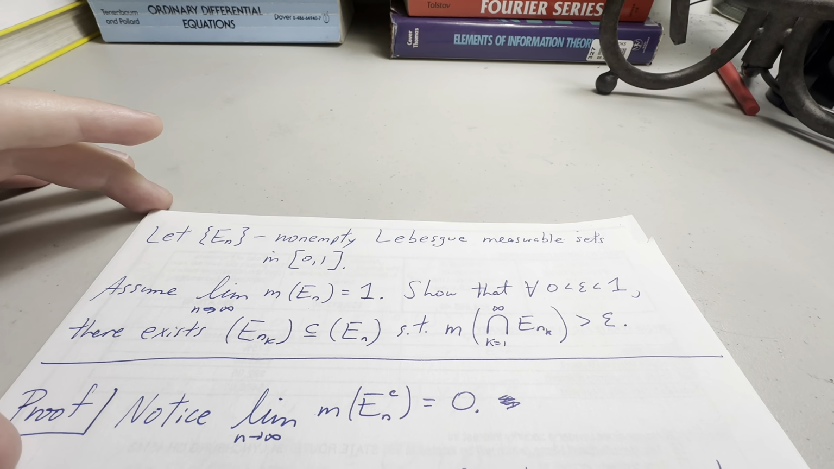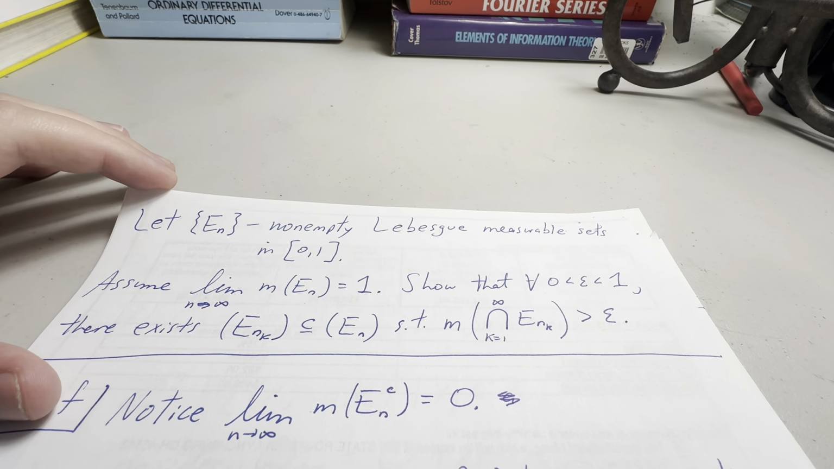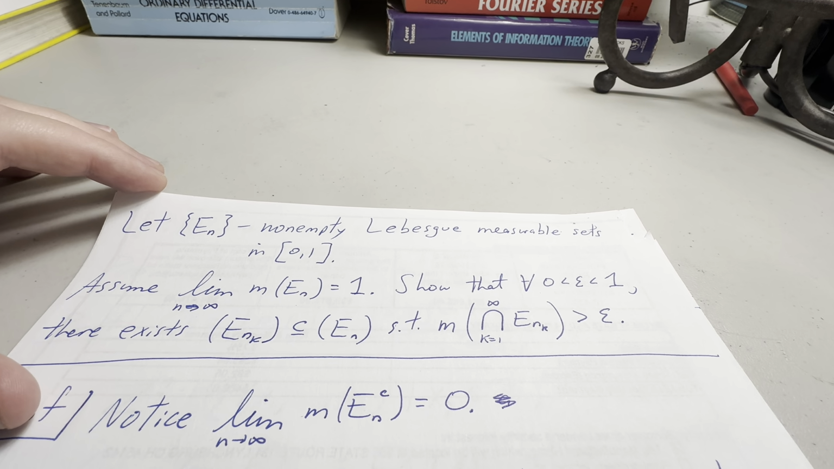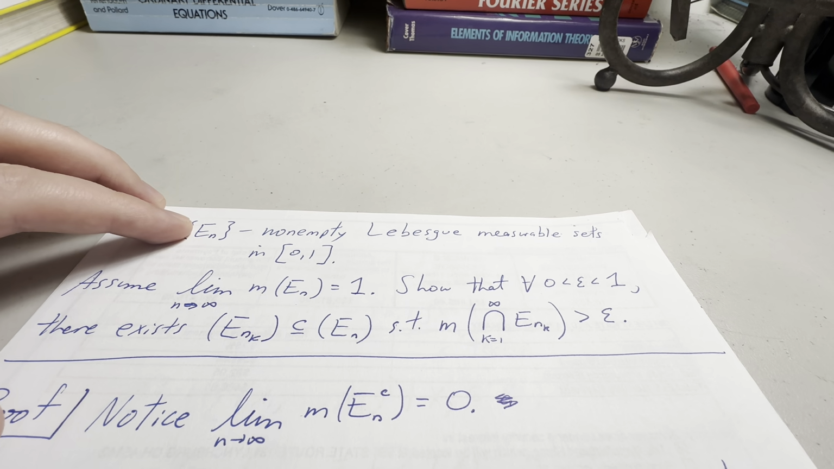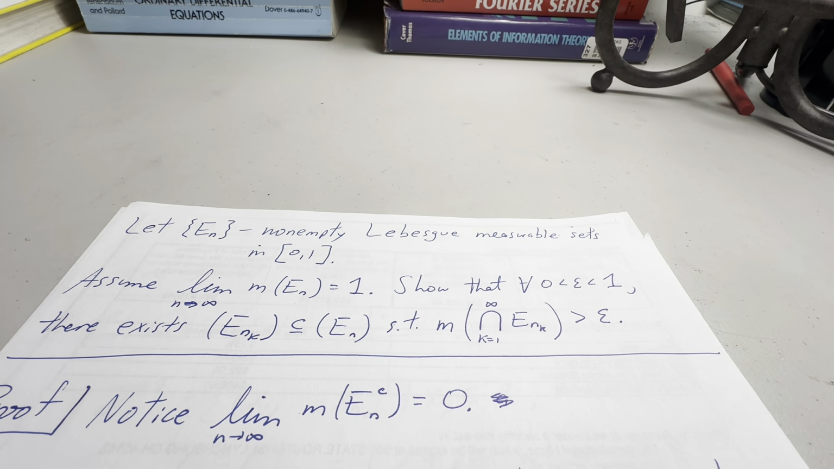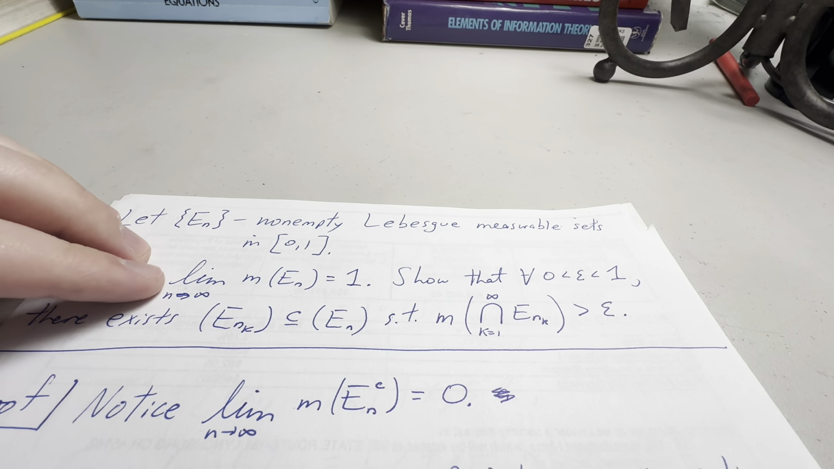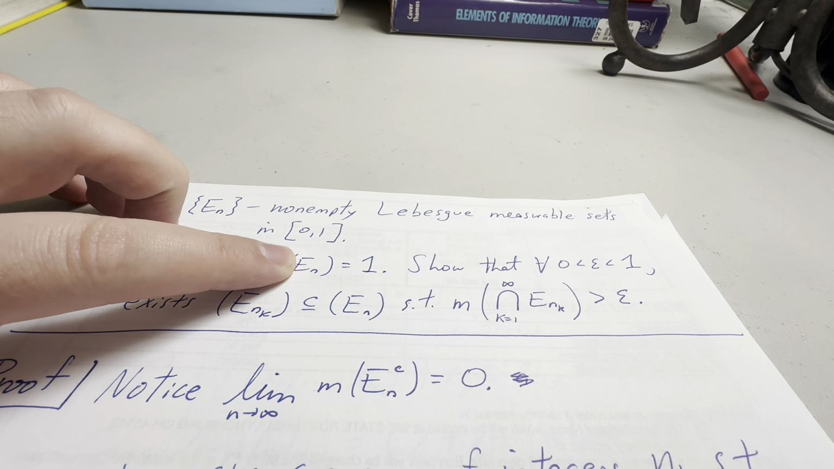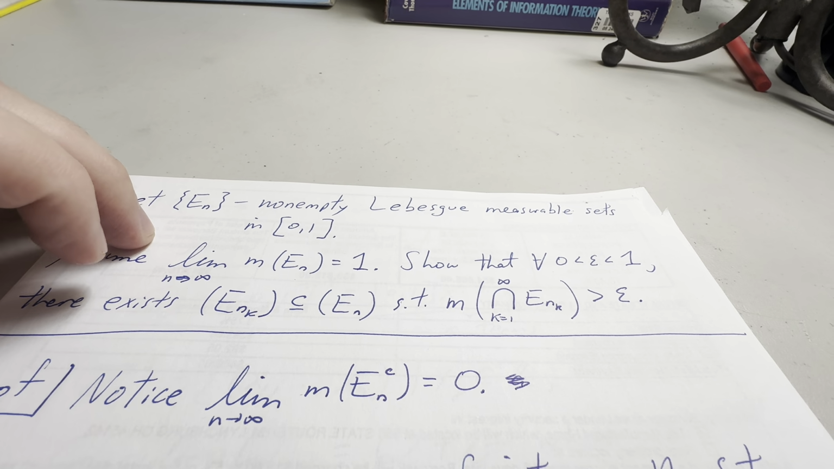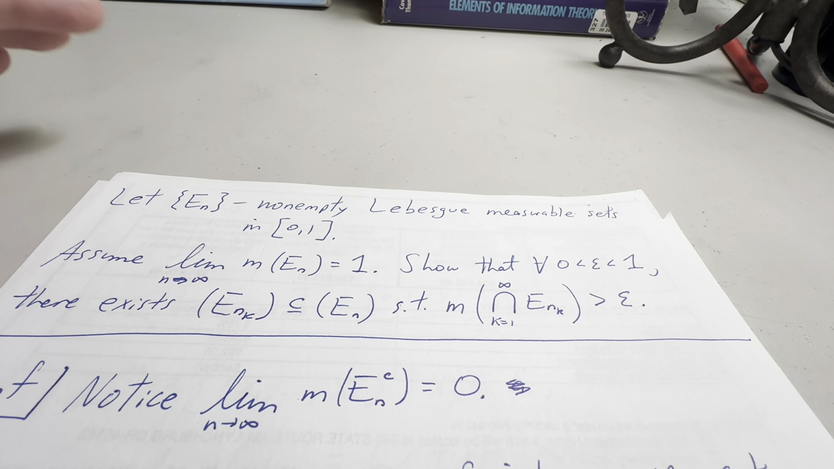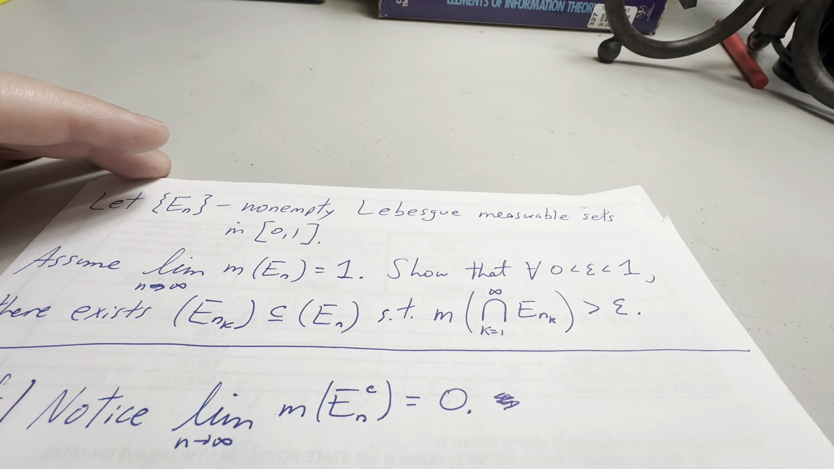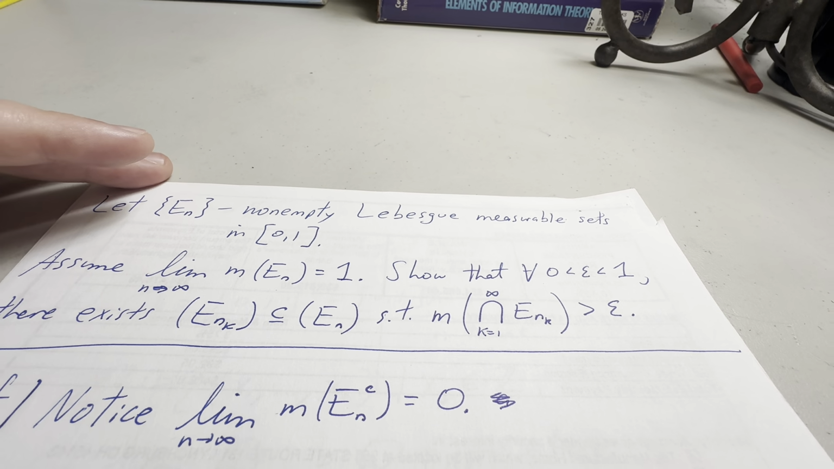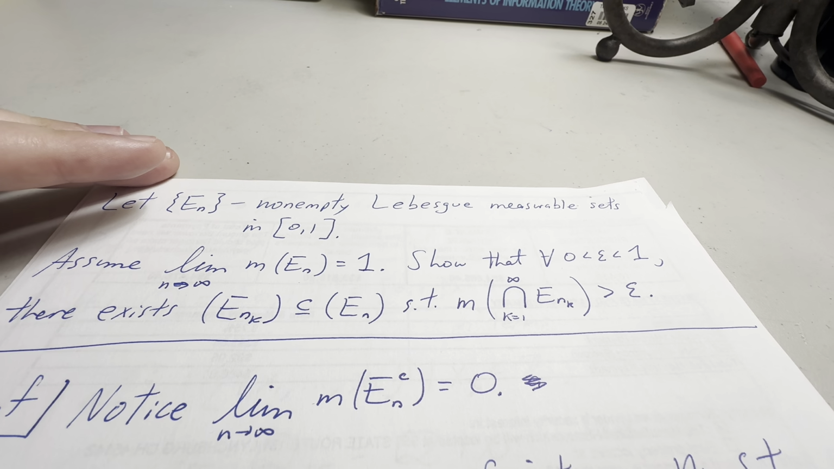Okay, so the first problem here is we have a family of non-empty Lebesgue measurable sets in the unit interval. So these are all subsets of the unit interval. They're all non-empty, and they're all Lebesgue measurable. We assume that the limit, as n tends toward infinity, of the measure of each E_n is equal to 1. So they're getting larger in the sense of measure. And we want to show that for any epsilon between 0 and 1, so that's a strict inequality on both ends, there exists a subsequence of sets.